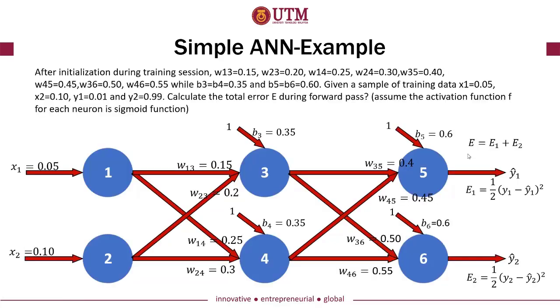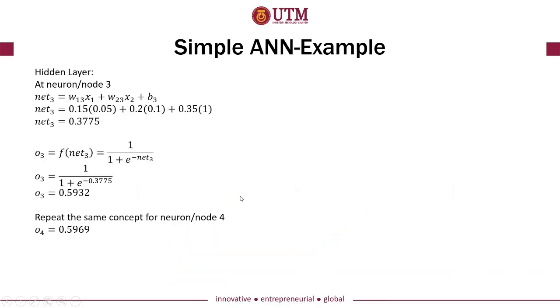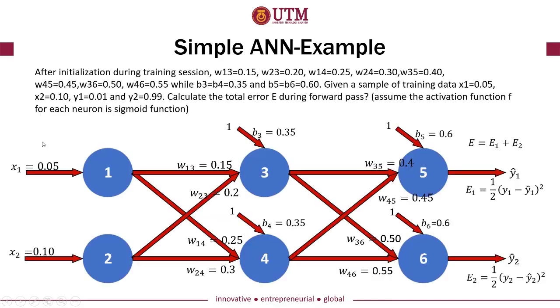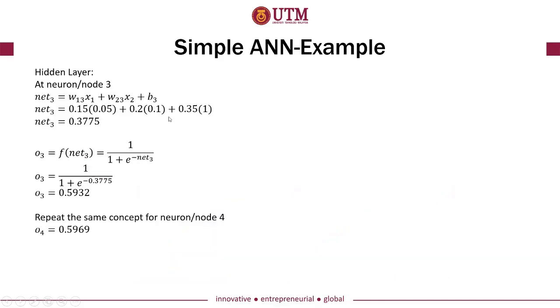Okay, then you need to proceed at the hidden layer first. So based on the equation there, you can find net3 is equal to 0.335, and then from net3 you can obtain O3. Forgot to mention, you also need to see in this question that the activation function f for each neuron is a sigmoid function. So that's why here you are just implementing the sigmoid function, then you can get O3, and then you repeat the process again to find O4 there.